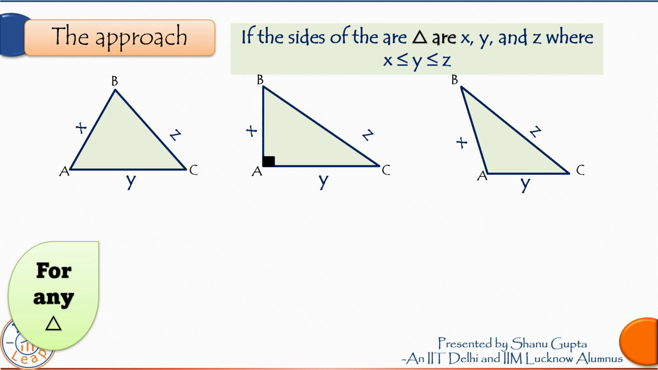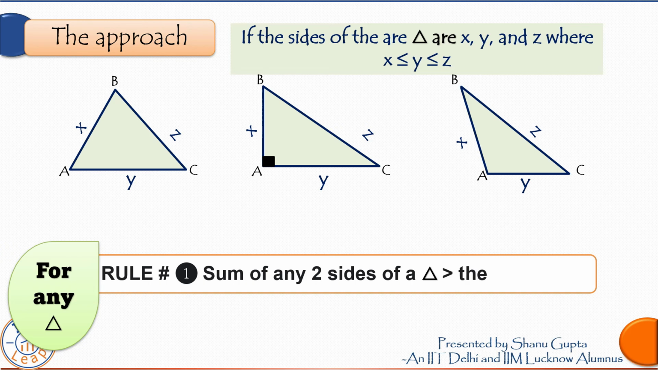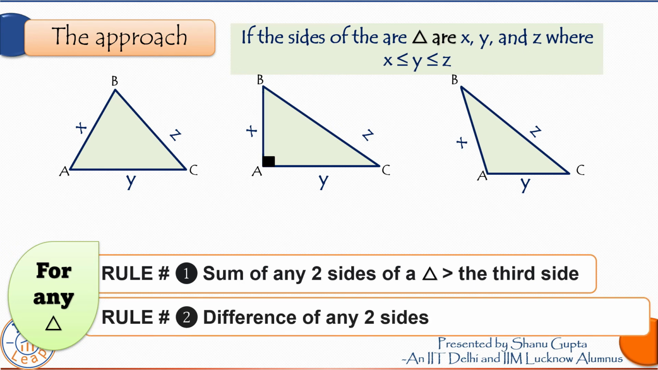Now, before we move on to the solution of both questions, here is the approach to solve them. There are various classifications of triangles based on their lengths of sides and interior angles. But two rules that apply to all kinds of triangles are: rule number 1, the sum of any two sides of a triangle is always greater than the third side. And rule number 2 is, the difference of any two sides of a triangle is always less than the third side. I am sure you already know these two rules.